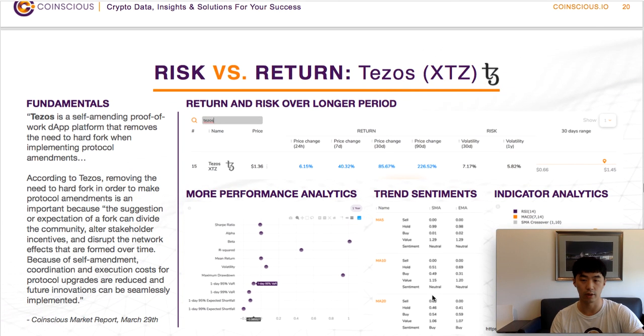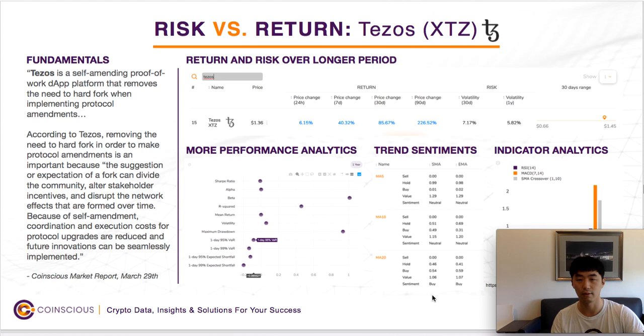We can go in and look into the details of XTZ. Here we're looking at the longer period of return and risk. We can see the price change from 24 hours to 30 months. In blue font, we see that they're constantly growing. And we can look at the volatility over 1 month and 1 year and see that it's relatively low, at the high end.